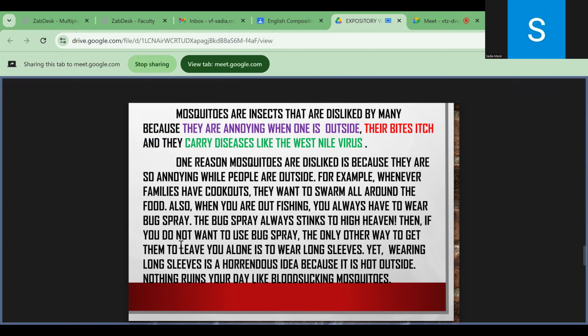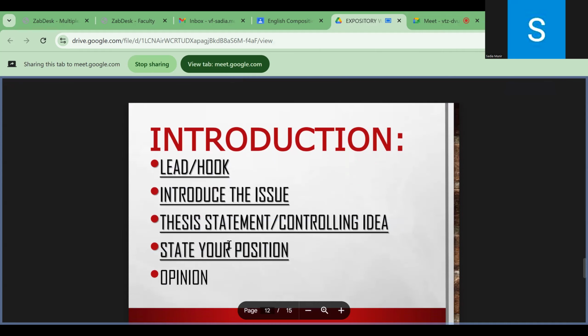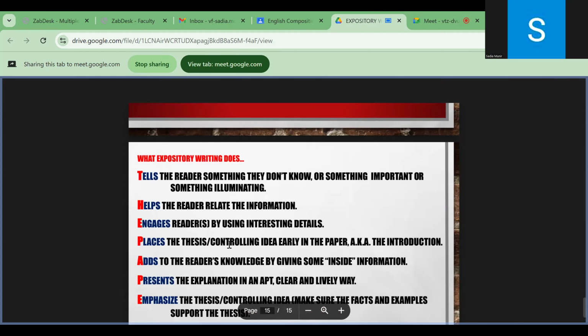So one reason has been given, and they are strengthening it with different examples and explanations. Right? So the introduction must have a hook, the issue and the controlling idea, supporting idea, and yes, your position should be there. Then body paragraphs, and closure should be there.